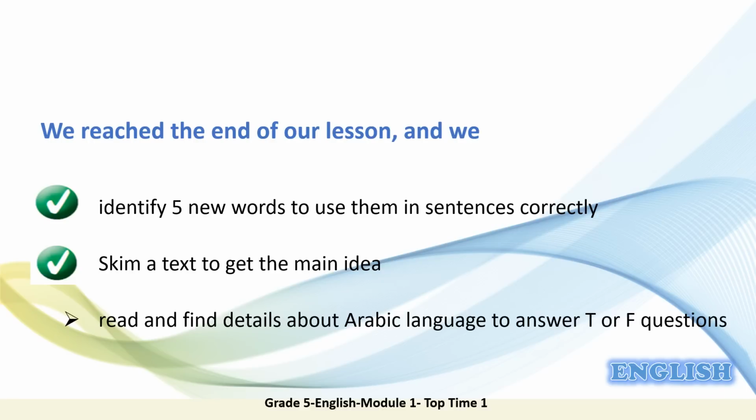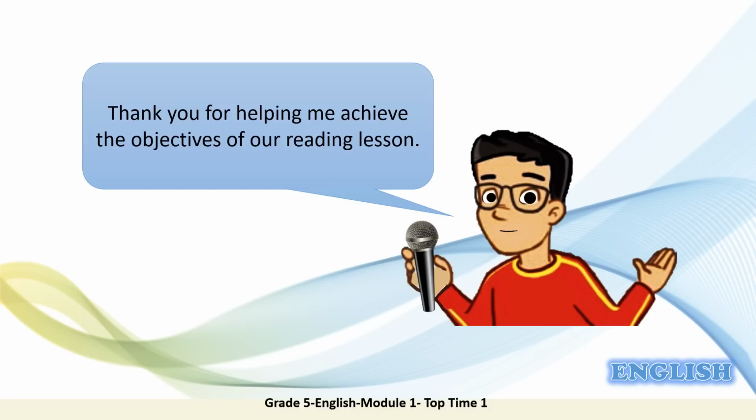We have achieved our third and last objective today. We have read and found details about Arabic language to answer true or false questions. Today, we have identified 5 new words and used them in sentences correctly. We skimmed the text to get the main idea. We read and found details about Arabic language to answer true and false questions.